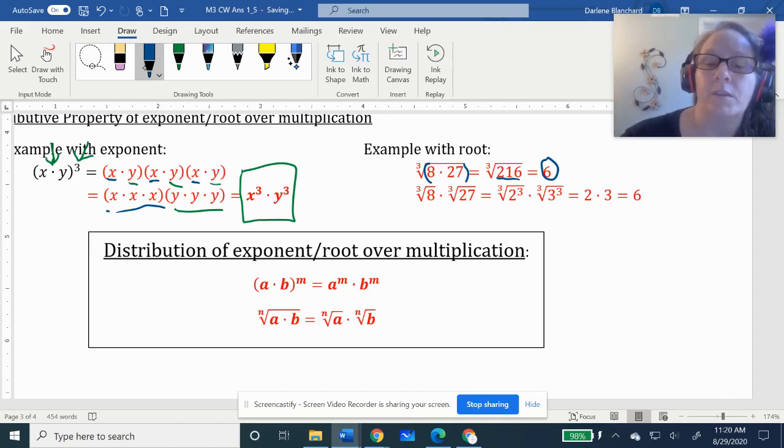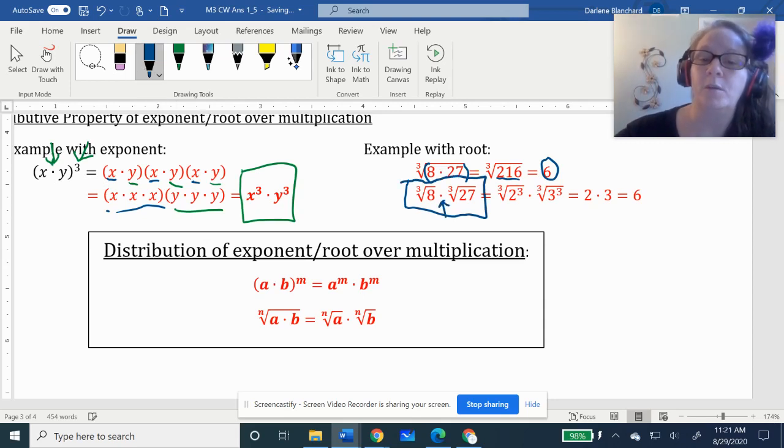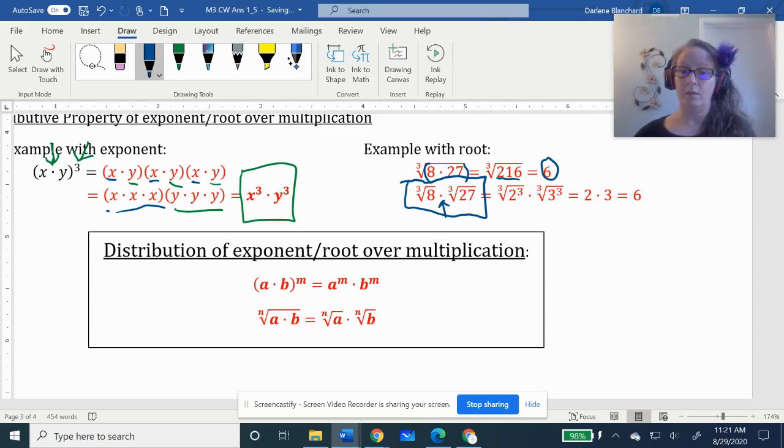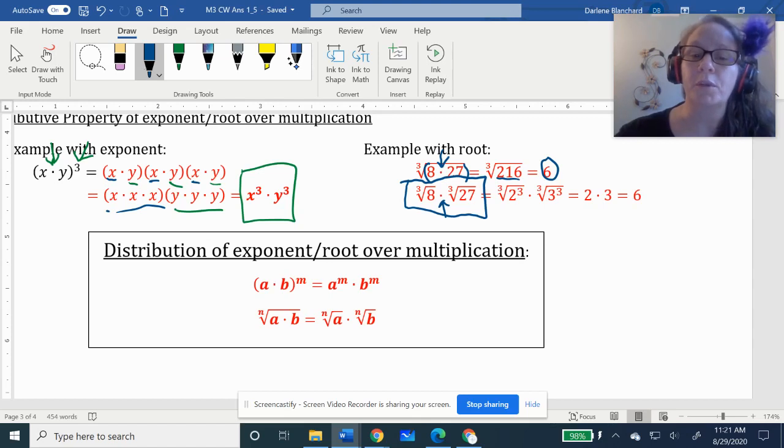In the second line, I have the 2 cube roots separated with multiplication being outside. So it's no longer in a parentheses. It is now separate. What is the cube root of 8? Well, 8 is 2 cubed, so the cube root of 8 is 2.